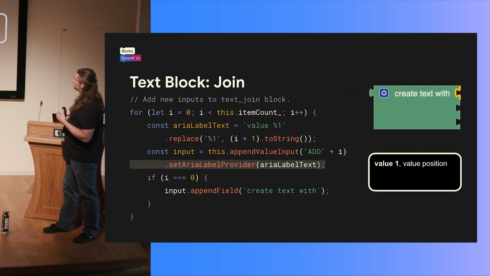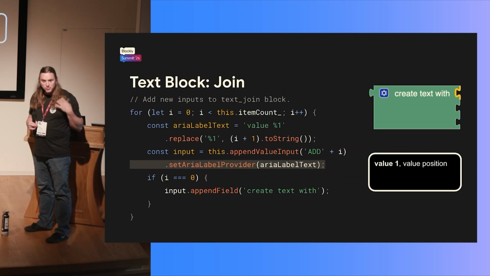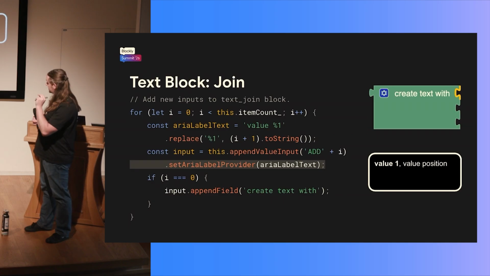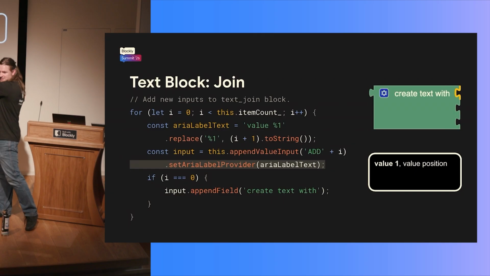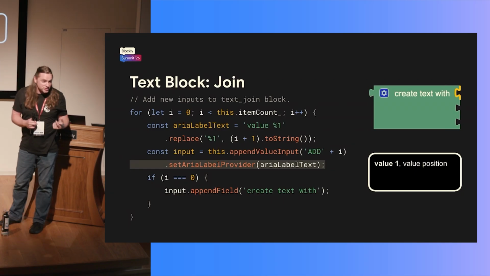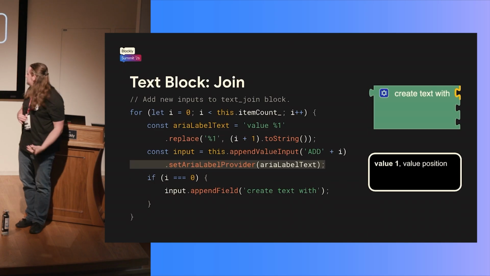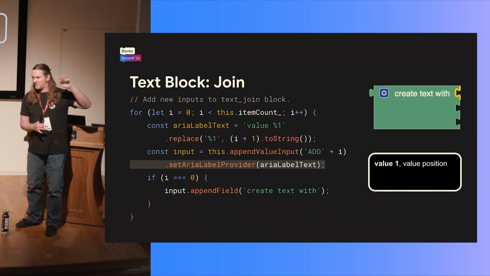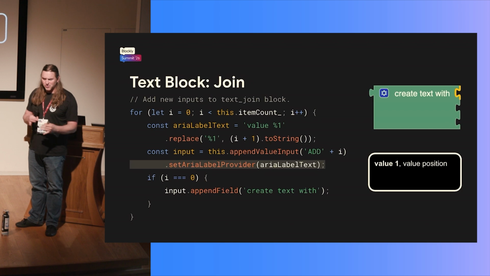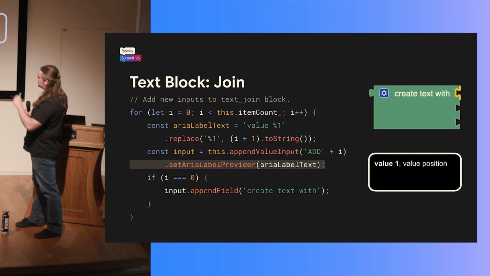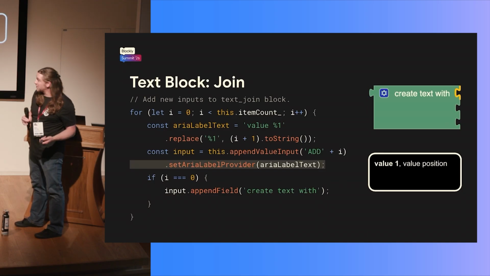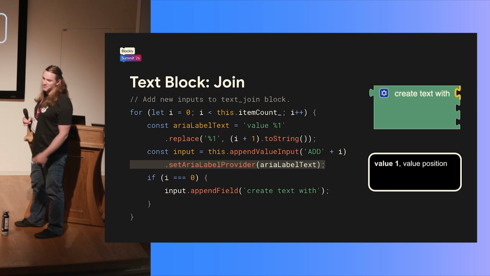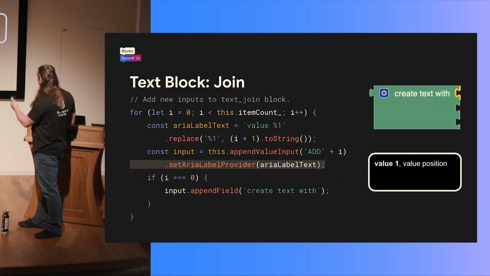If your block's more complex or dynamic, like this text join block that has the whole mutator thing going on, you might have some JavaScript. You can specify label text here. We have a method, setAriaLabelProvider. This accepts text like is shown here. You can also pass this a function too. So if you need to do something that's really dynamic, like maybe you want the label to change based on the value that's set on another field on the block or crazy things like that, that should also be supported. You just need to reference that input and call this with whatever label you want. And now instead of "create text with" for that one, we get, I don't know, "value 1" or something along those lines.